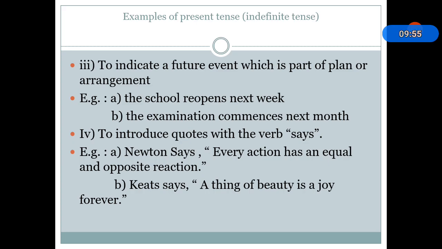Then this present indefinite tense is also used to introduce quotes with the verb says. Example, Newton says every action has an equal and opposite reaction. Another example, Keats says a thing of beauty is a joy forever. So again, for these quotes we use says, that is, the simple present form.